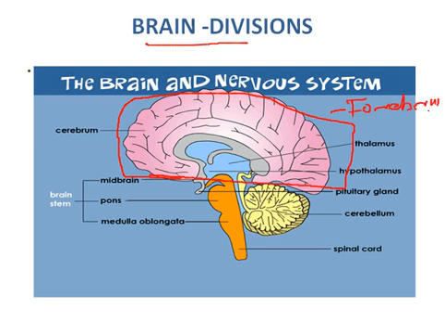Forebrain. There is another name for the forebrain, that is prosencephalon. Prosencephalon is the other name of forebrain. This forebrain itself we can divide into two parts.